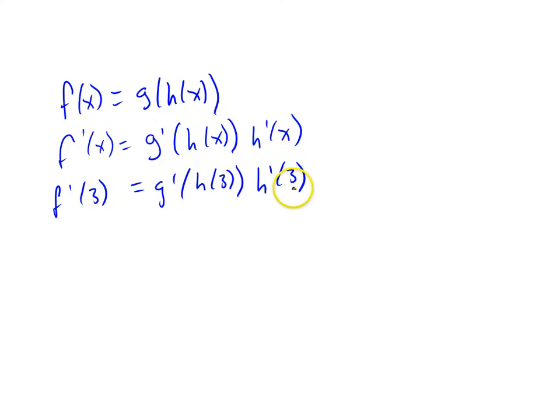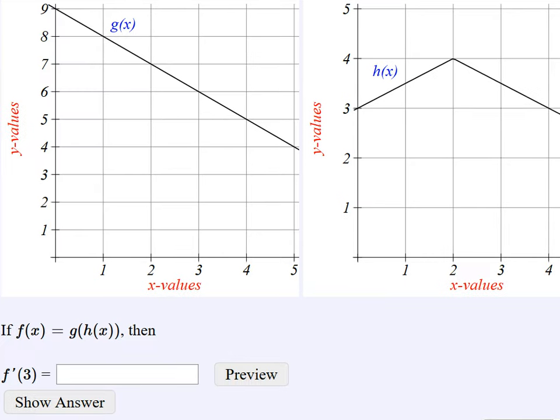So there's a few things I need to figure out. I need to figure out what h prime of 3 is. I need to figure out what h of 3 is. And then whatever that output is, I need to plug that into g prime. So let's go do these things. So g prime of, what's h of 3 first of all? So I'm going to switch back over here.